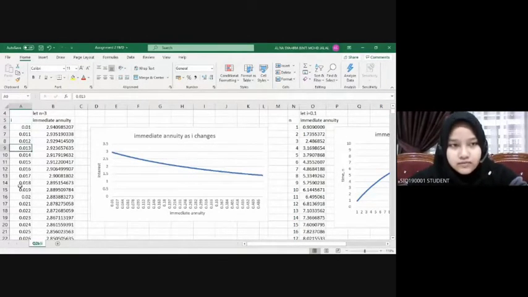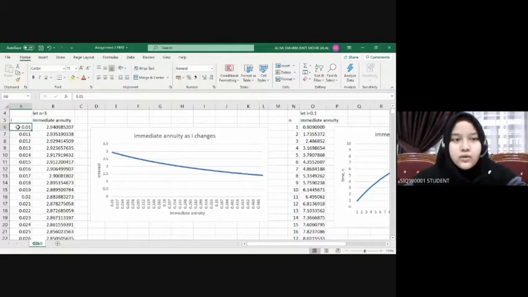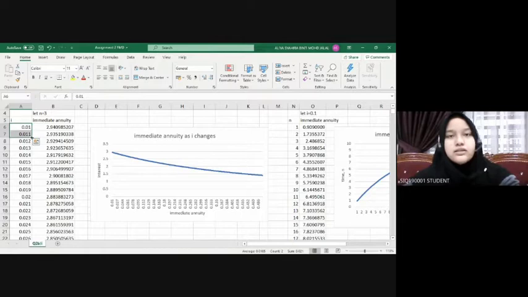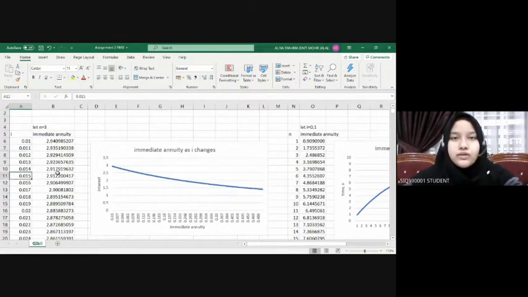So first, we can fill in the interest from 0.01 until 0.5 with a step size of 0.001. We type in 0.01 and then 0.011 and then we select them both. When the cursor changes into a plus symbol, we can drag it all the way until it becomes 0.5, so we don't have to fill in one by one from 0.01 until 0.5.